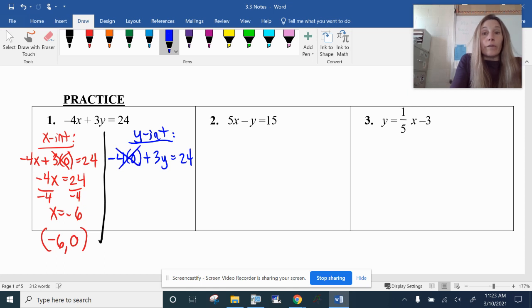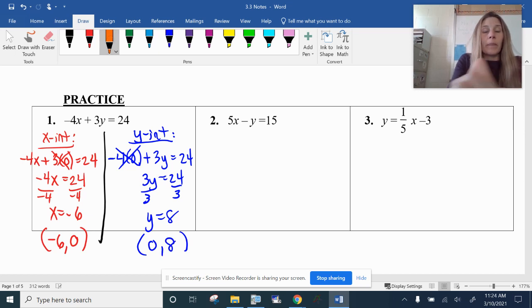So that part will effectively cancel out. I'm left with 3y equals 24, which means y equals 8. So that point, the y-intercept, will be (0, 8). So let's try the next one.